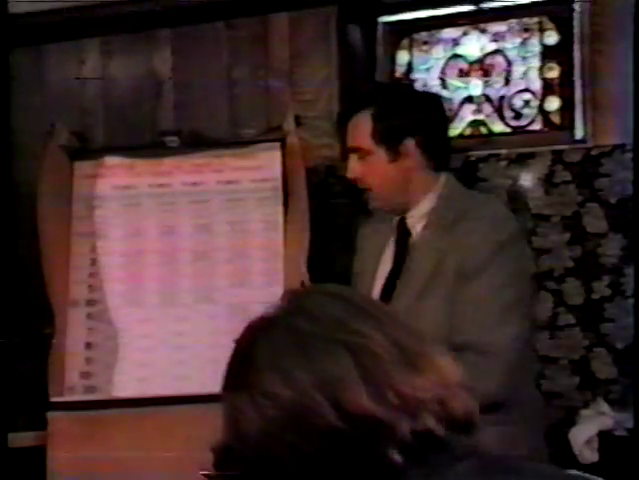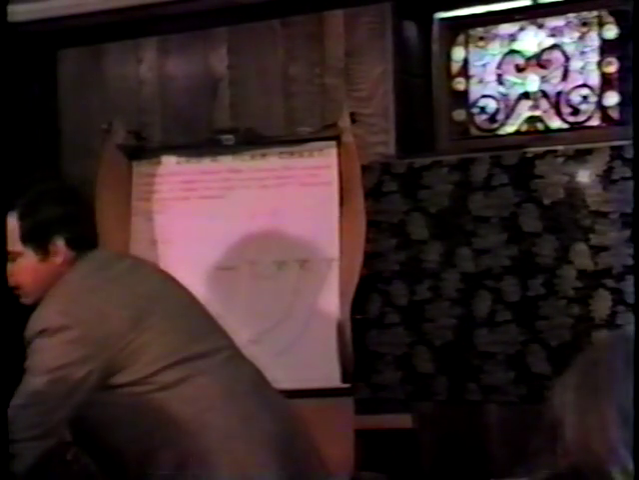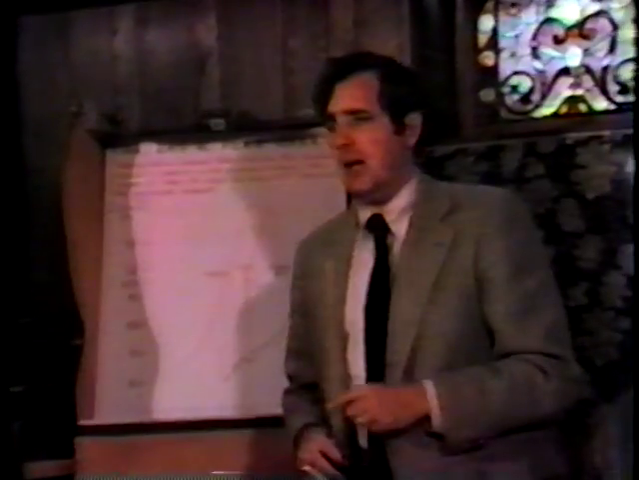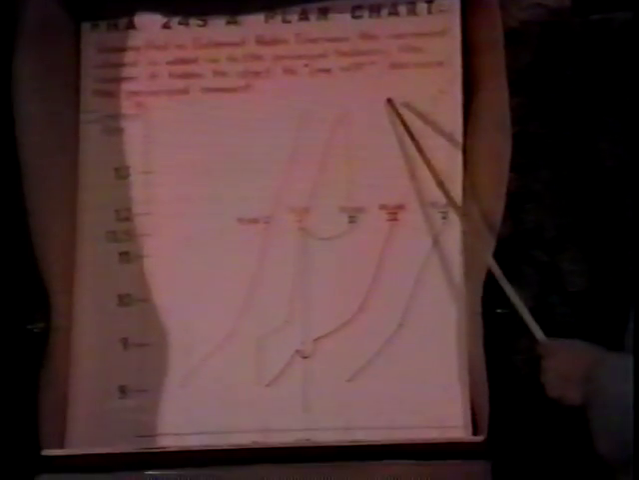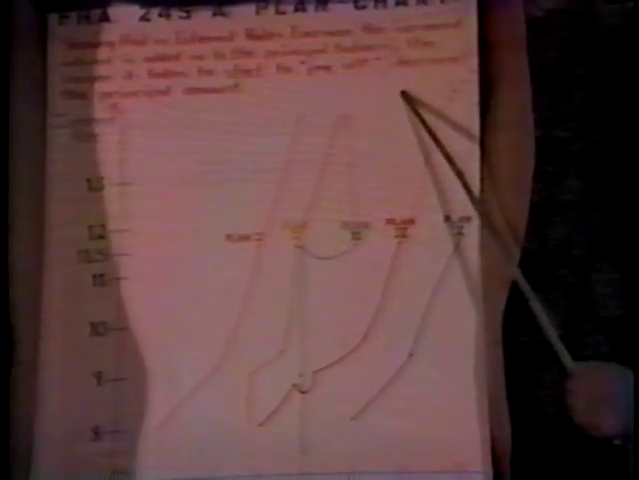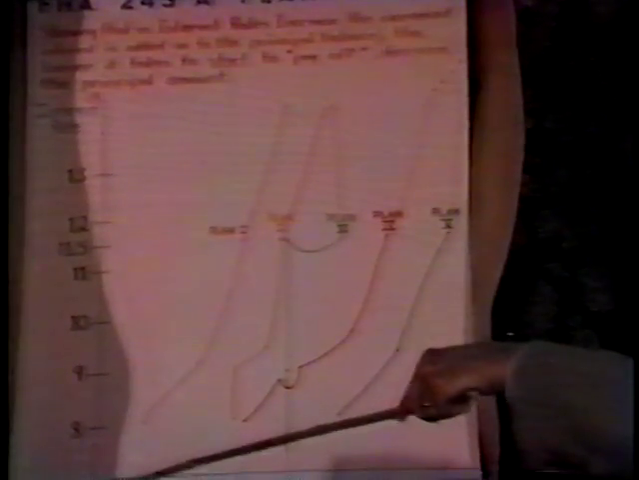Turn the page, you will see two graphs that illustrate the serious problem that a 245 represents today, in my opinion. The first one says FHA 245 plan chart, showing that as interest rates increase, remember, the increased interest is added onto the principal balance, isn't it? The longer it takes to start to pay off, decrease the principal amount. It's interest rate increases plotted against the number of months before you start to pay it off.